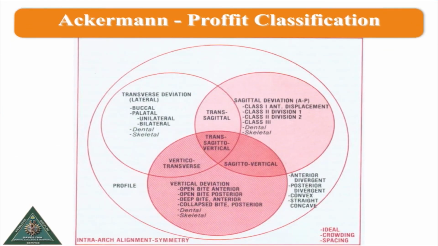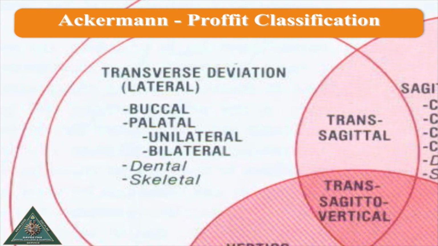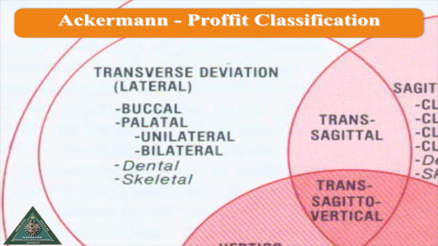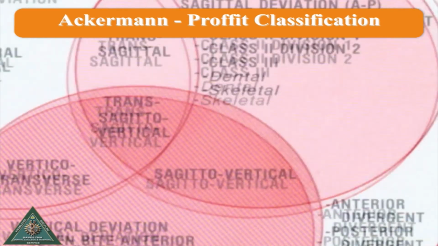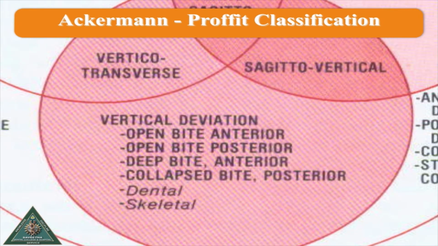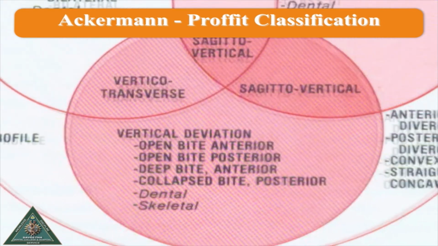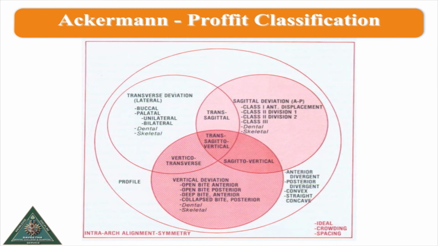Ackermann-Proffit classification. It consists of 3 circles enclosed within a bigger circle, and the whole thing is enclosed within a box. The first circle consists of the transverse deviations, that is buccal, palatal, unilateral, bilateral. It can be skeletal or dental. The second circle consists of the sagittal deviations: Angle's Class 1, Class 2 Division 1, Division 2, Class 3. The third circle consists of the vertical deviations: open bite, anterior or posterior, deep bite and collapsed bite. The 3 circles are enclosed in a bigger circle which represents the profile of the patient. The 4 circles are again enclosed within a box which represents the interarch symmetry.